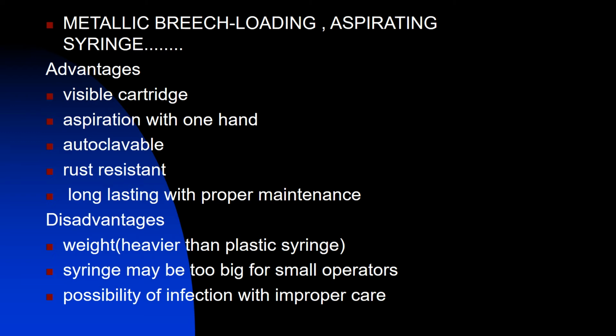Metallic breech loading aspirating syringes: the advantages we are seeing are that the cartridge is visible, we can do aspiration with one hand, it is autoclavable, mostly made up of stainless steel, and long lasting with proper maintenance.